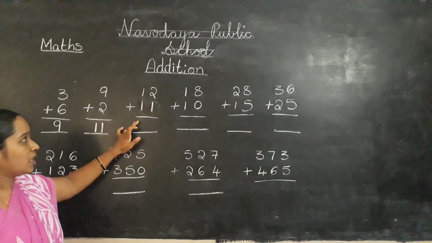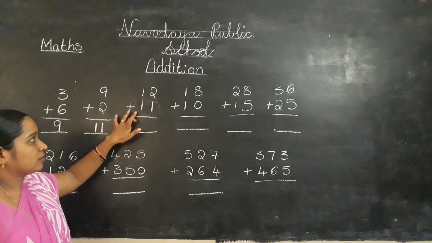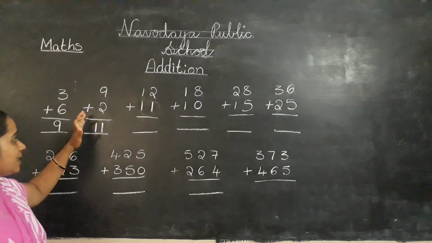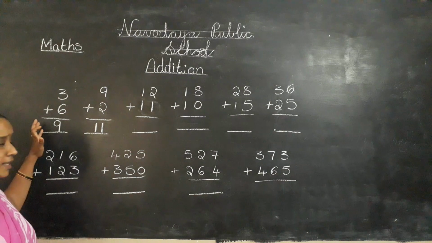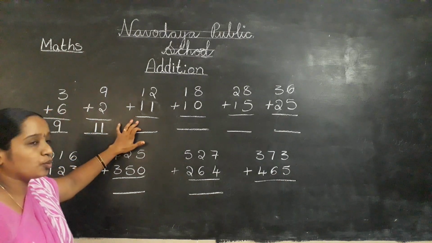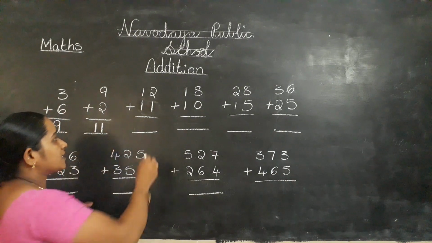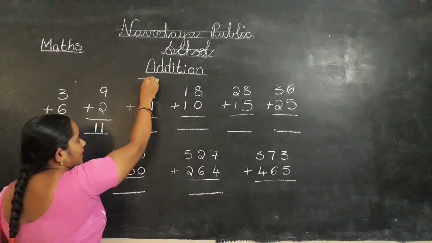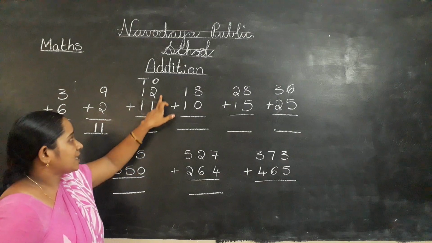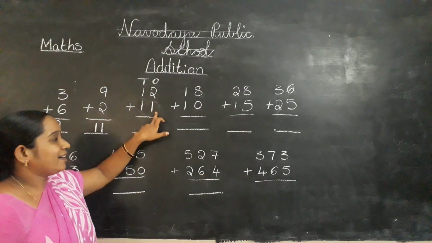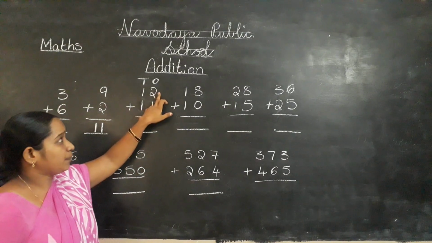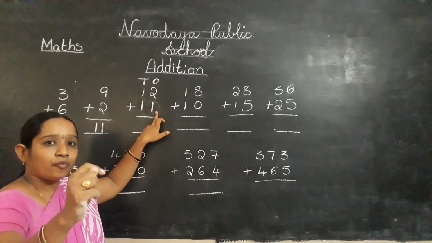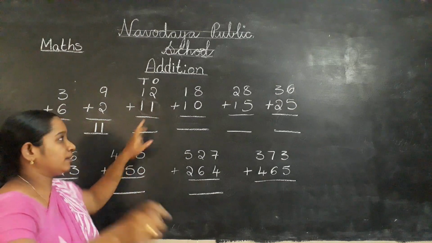Next one. 12 plus 11. These are 2-digit numbers. You did 1-digit numbers previously, single digit additions. These are 2-digit additions. Here first add the ones place digits. Next go to tens place digits. What are the ones place digits here? 2 and 1. So keep 2 in mind. Take 1 finger. 2 after, 3.